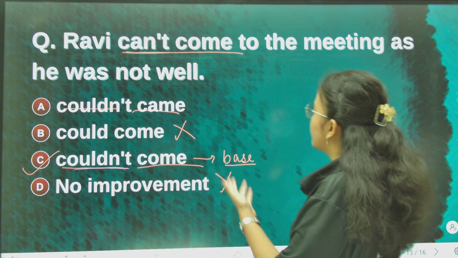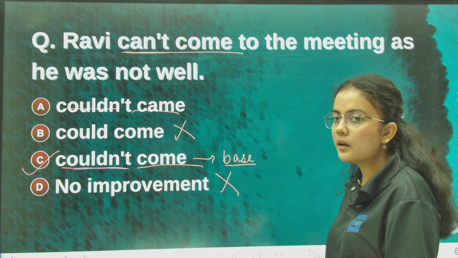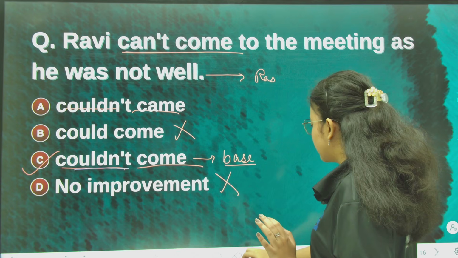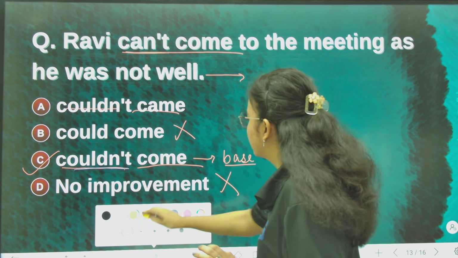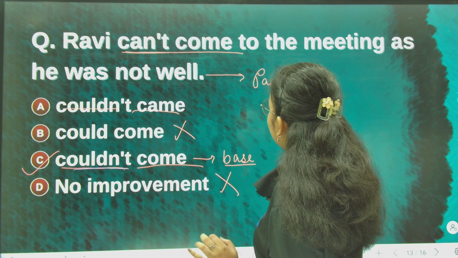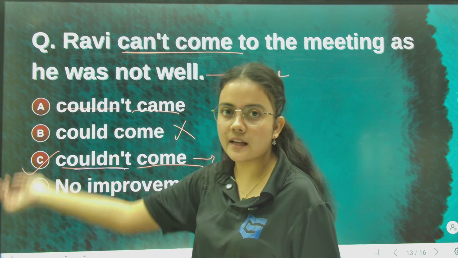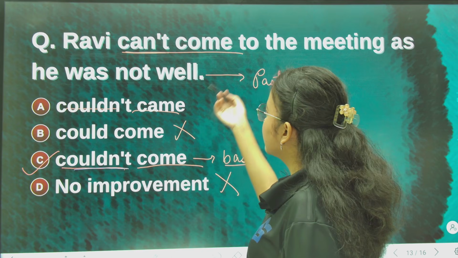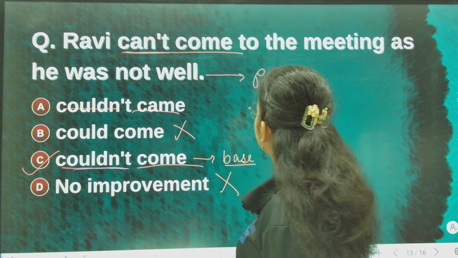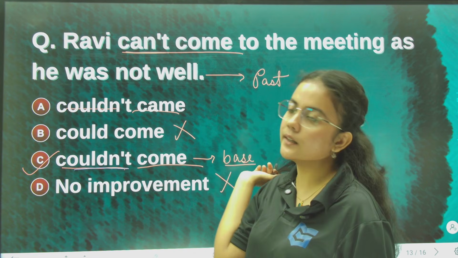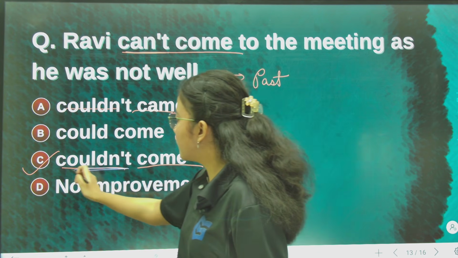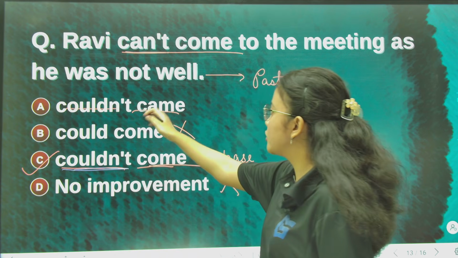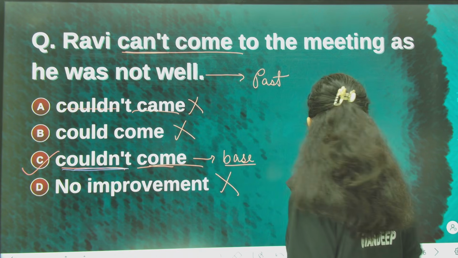Okay, Ravi couldn't come to the meeting as he was not well. Remember, context is always important. The context is past tense, so there is no place for present. Okay, it won't be present. He could not come because he was unwell. So it is past. Ravi couldn't come to the meeting as he was not well. Remember, when we make the auxiliary verb past, the main verb stays in base format, it doesn't change. So the other one will be wrong since it changes it.